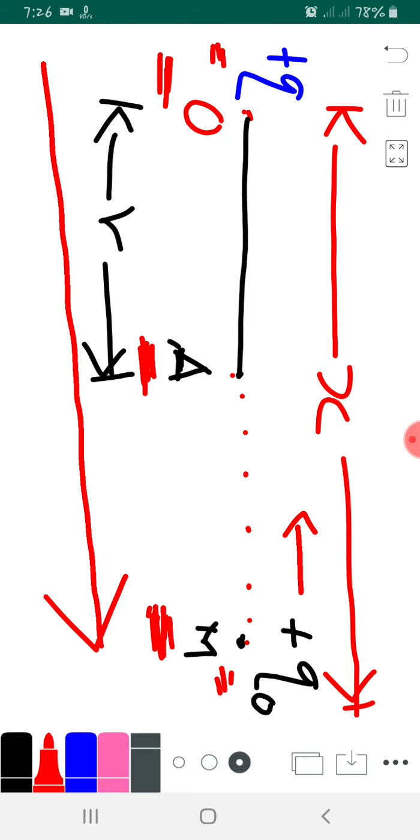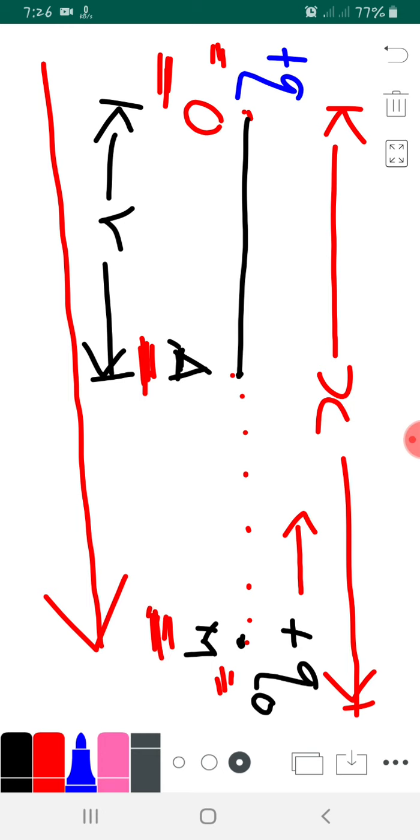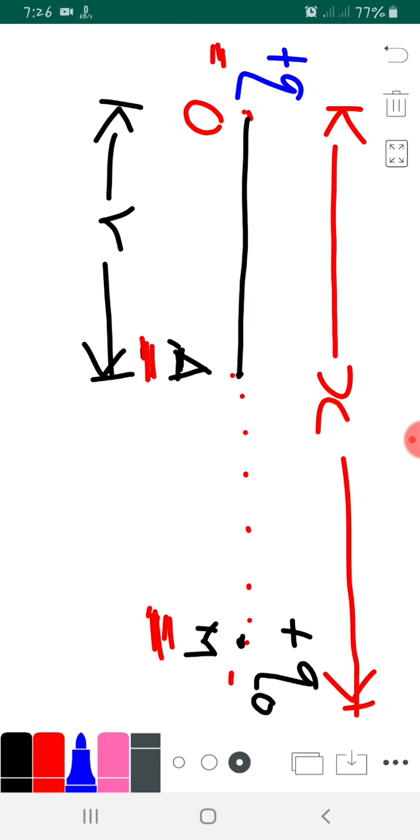That's why, in order to bring this Q0 charge from M to A, we have to apply the force against this electric field. So we have to apply force from M to O. That's why it is called against the electric field. Now just focus on the figure.